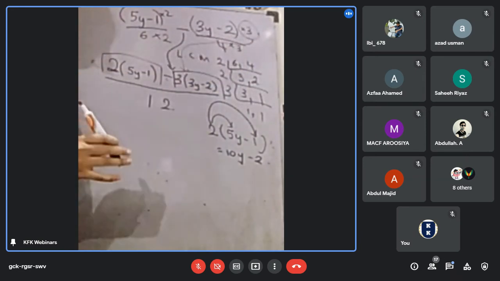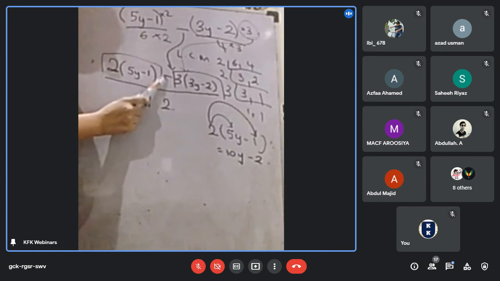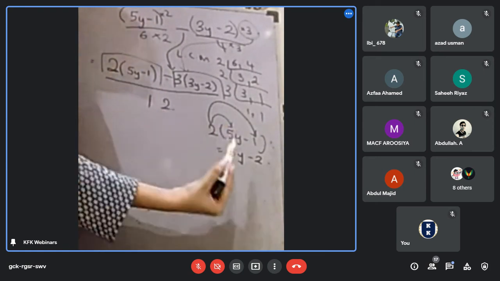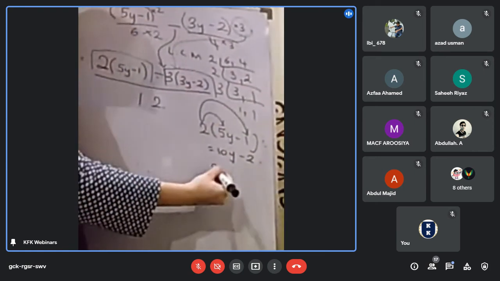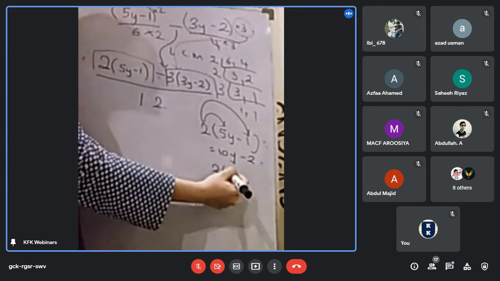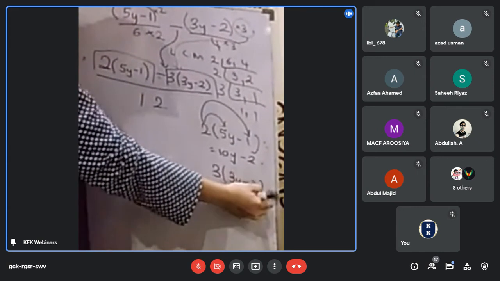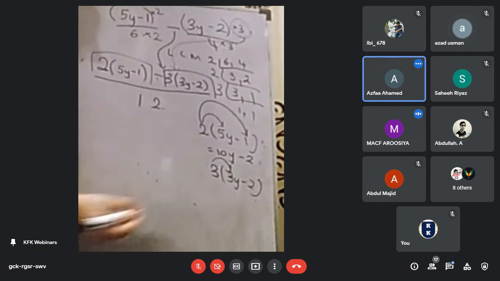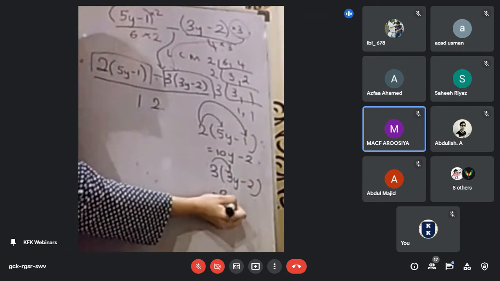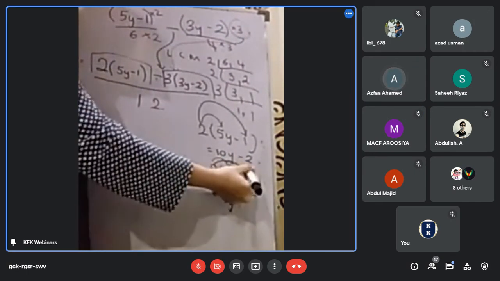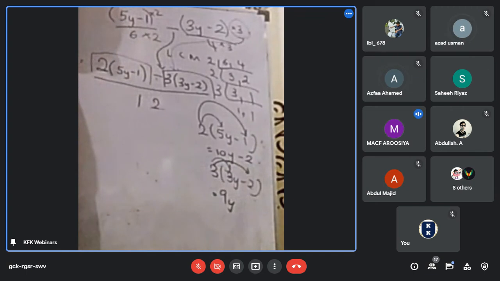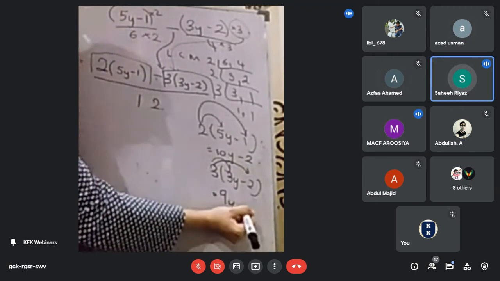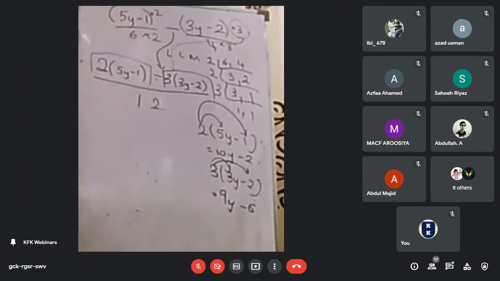Always be careful. A simple mistake like this can change your whole answer. Okay, so first we'll write 3. Now tell me, 3 multiplied by 3y, what is that? 9y. Then 3 multiplied by 2? Minus 6. Did you all understand?